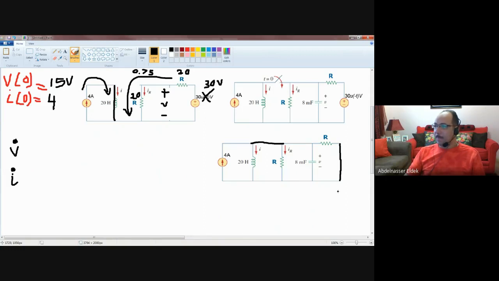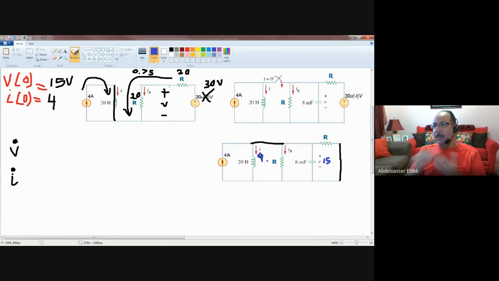Second, we need to add the initial values. I was 4 ampere, so let's add it here. And the voltage across the capacitor was 15 volt, so let me put it here, 15 volt. As I said, these values will not change suddenly. Once you change the switch, these values will remain instantaneously.